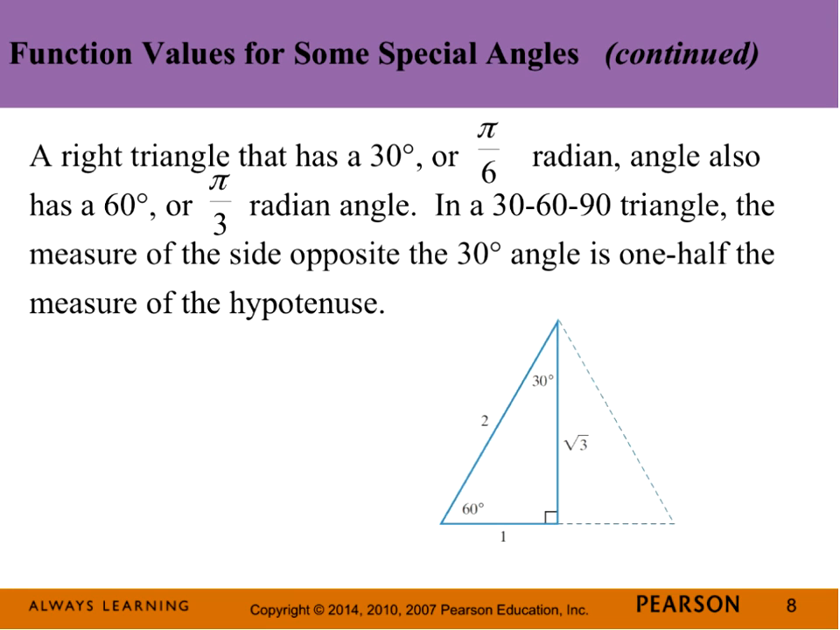Okay. So here we have the 30, 60, 90 triangle. Like I said at the very beginning, this is going to hit a 30-degree or pi/6 radian angle.